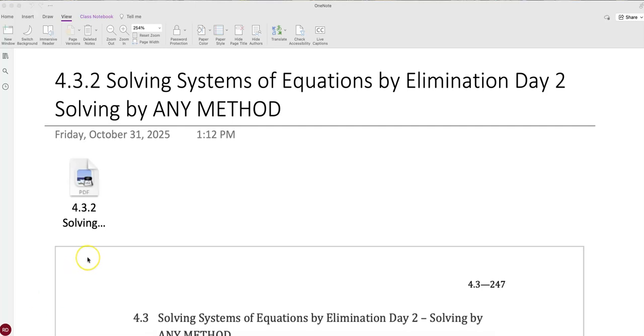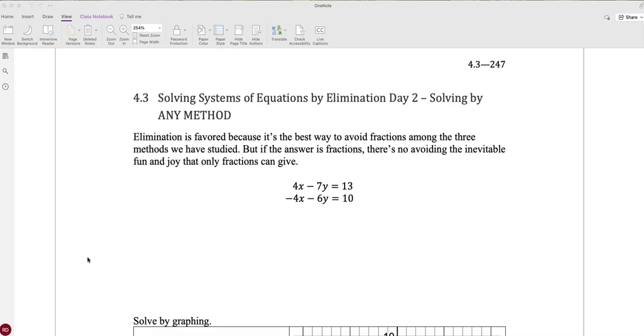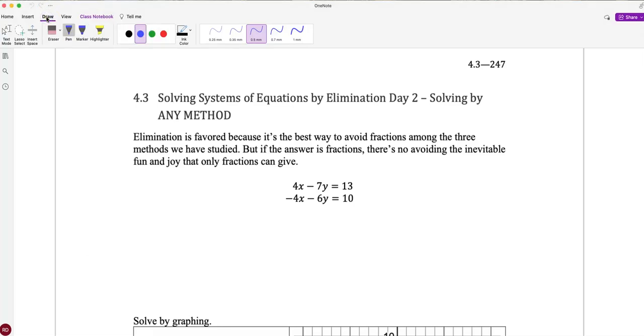Algebra 1. So we've solved systems of equations graphically, by substitution, and finally by elimination. Okay, we'll continue on with elimination today, but now we need to think about how we could use any method. Some people like elimination because you can often avoid fractions by doing this.